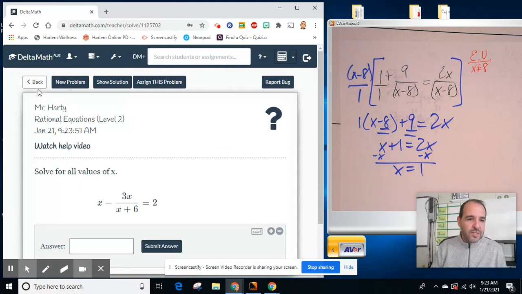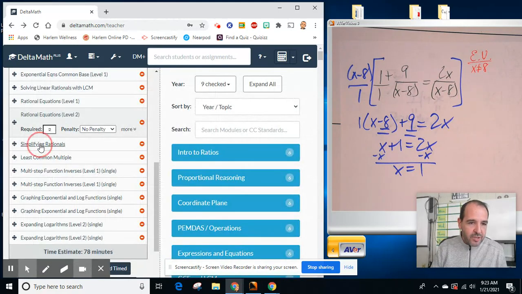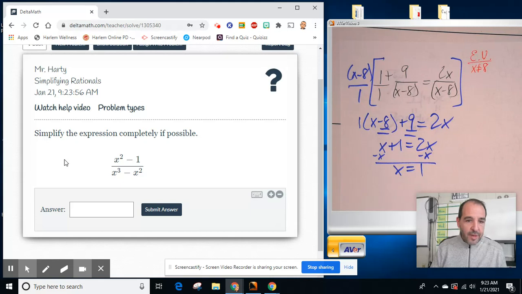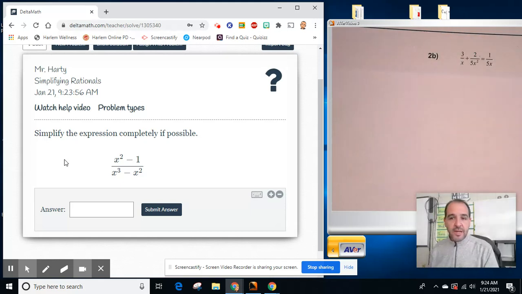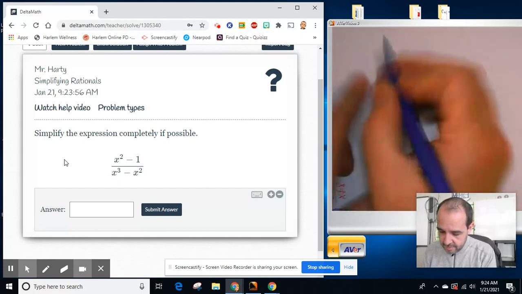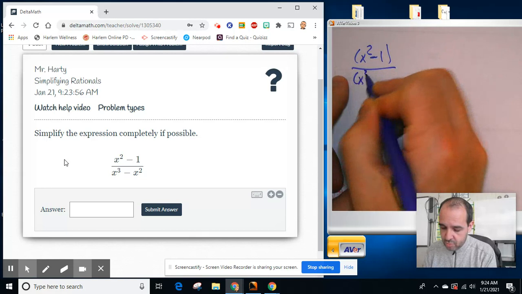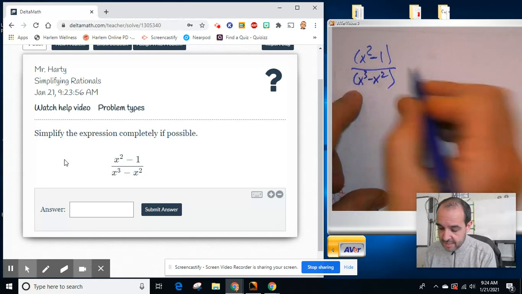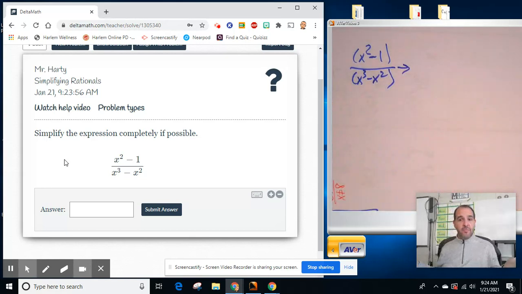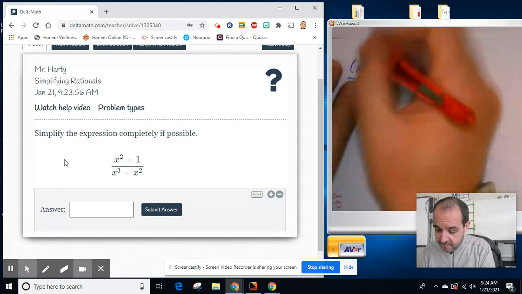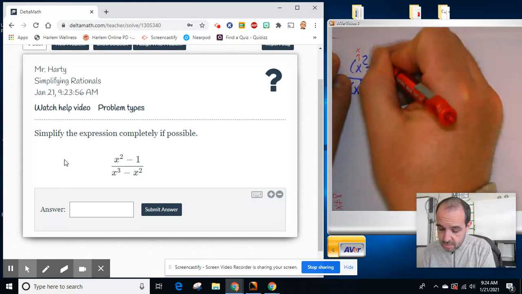Okay, that's similar to what we just did, so I'm not going to keep doing a bunch of those. Okay, simplify rationals. We got to be able to do a little factoring here. So let's see. X squared minus 1 over x cubed minus x squared. Okay, factoring can be lots of things. In this problem it's not, but it could be a diamond. It could be slide and divide. It could be a difference of squares.